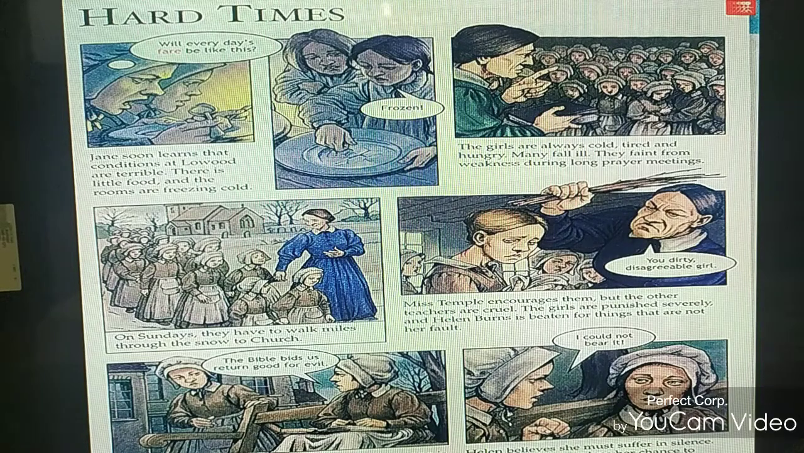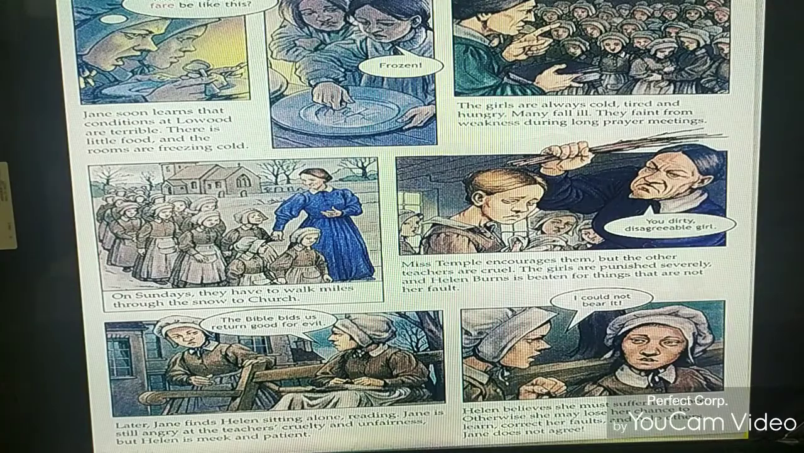So she is still angry. You can read from there, Jane is still angry at the teacher's cruelty and unfairness, but Helen is meek and patient. I'm also taking this part, and then I will illustrate. I could not bear it. Helen believes she must suffer in silence, otherwise she may lose her chance to learn, correct her fault, and help others. Jane does not agree here.